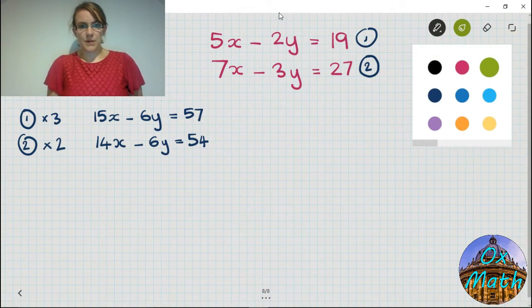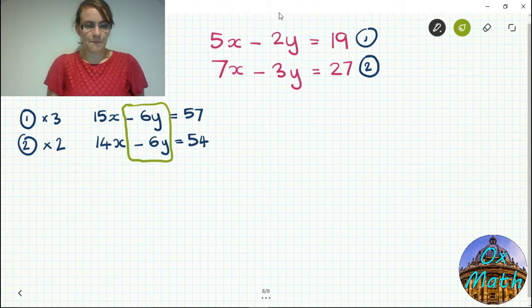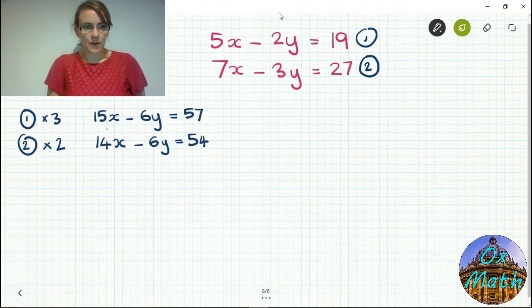Now we need to decide whether we're going to add or subtract. We're looking to eliminate the y's. They are both minus, so if we added them together we would get minus 12y, so we need to take them away from each other to cancel them out.